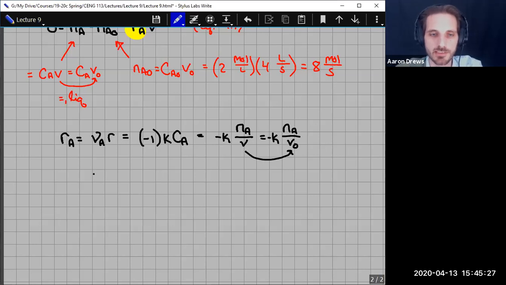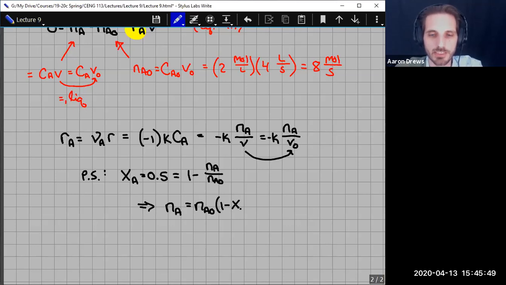We also need to know N sub A. We have a process specification, right? Our process specification is that X sub A is equal to 0.5 because we have 50% conversion of A. And so this is equal to 1 minus N sub A over N sub A 0. From this, we can find that N sub A is equal to N sub A 0 times 1 minus X sub A, which is a half times N sub A 0, which is 4 moles per second.